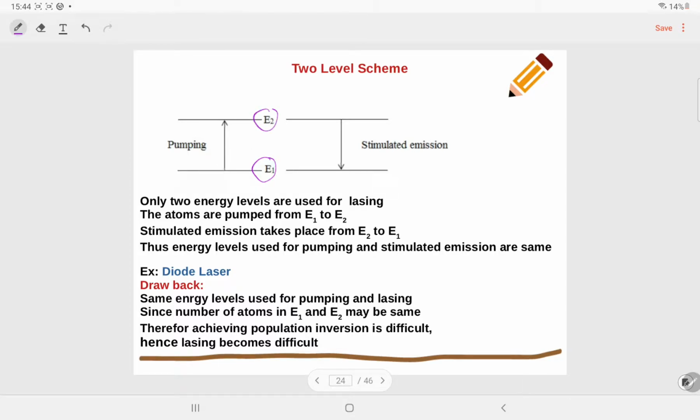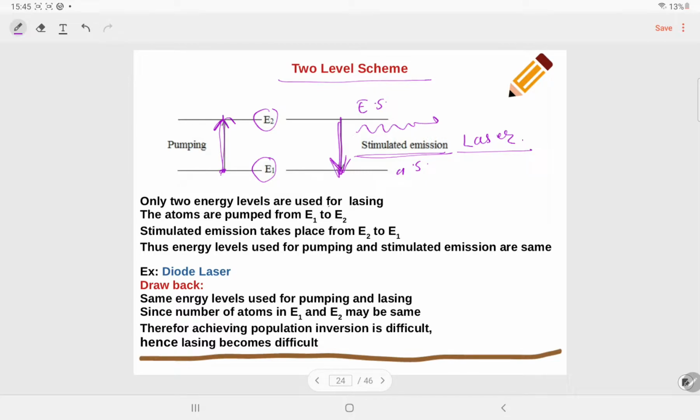Initially you use some pumping scheme. With the help of that pumping scheme, your electron goes to the excited state, and while coming from the excited state to the ground state, it emits energy, and that is stimulated emission, and that stimulated emission gives you the laser. So there are only two steps involved in the two level scheme: one is the excitation and another is the de-excitation, and this kind of laser scheme is called the two level scheme.